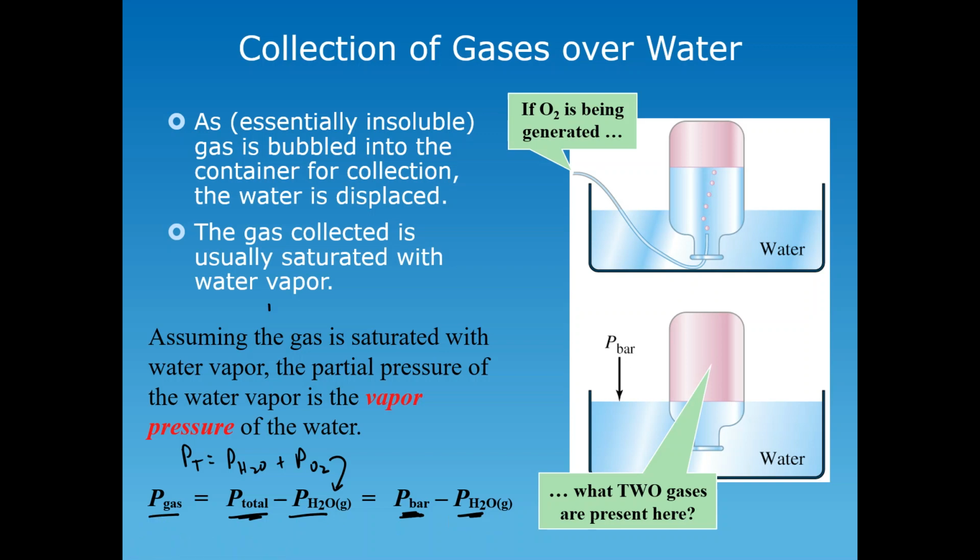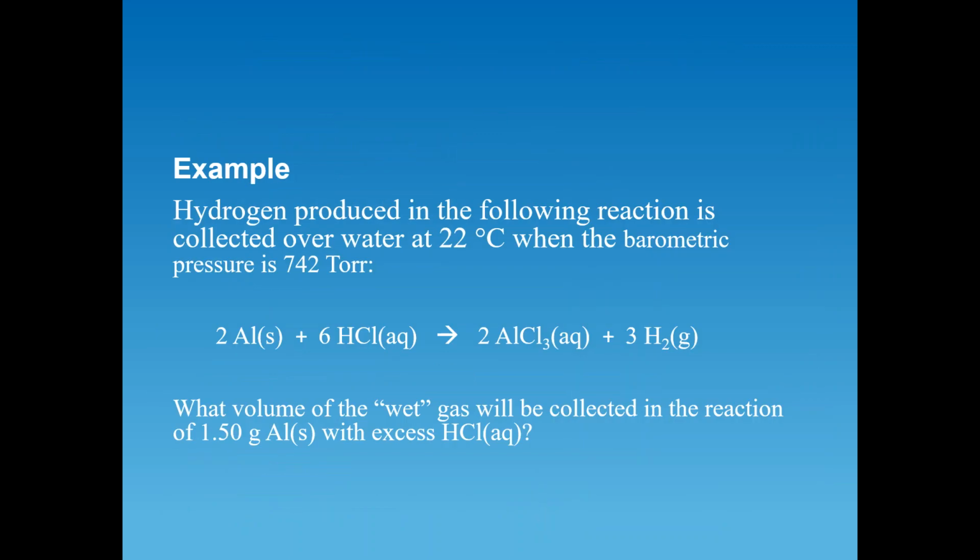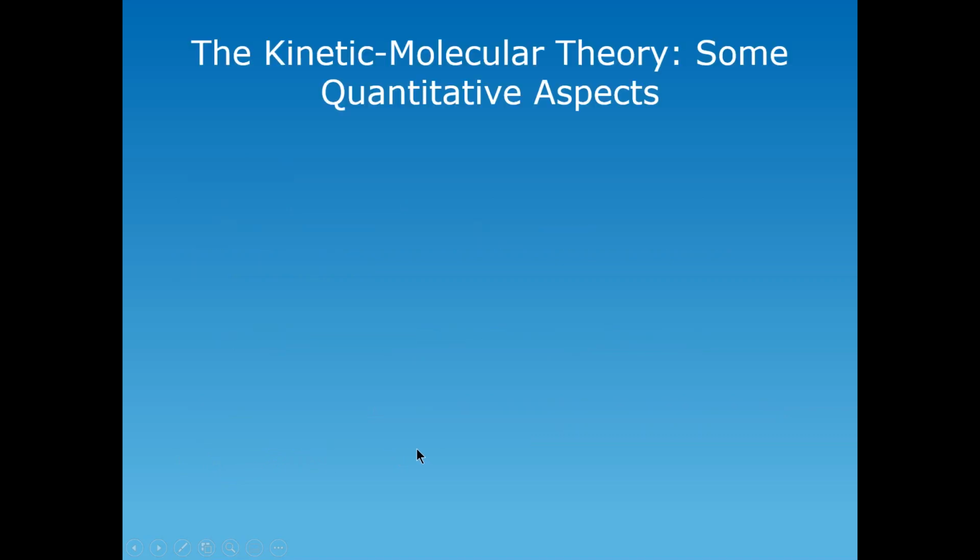All right? So to illustrate this, we're going to look at this example right here. The question says hydrogen produced in the following reaction is collected over water at 22 degrees, when the barometric pressure is 742 torr. They gave you the balanced equation, and the question is asking what volume of the wet gas will be collected in the reaction of 1.50 grams of aluminum with excess HCl.